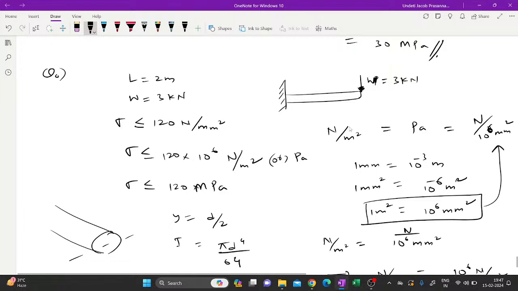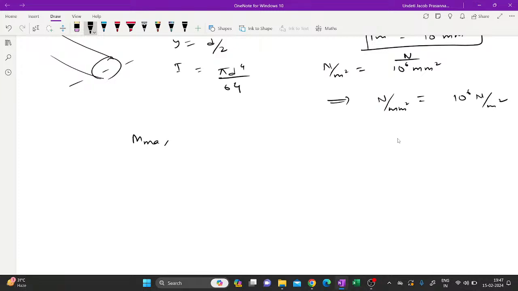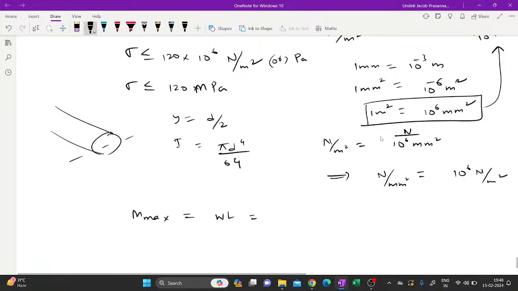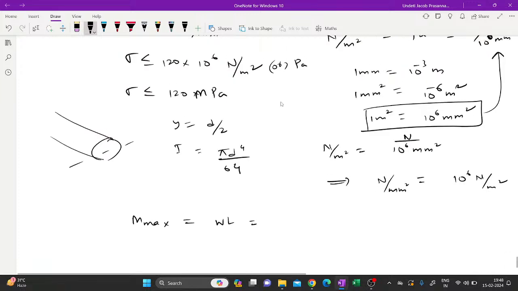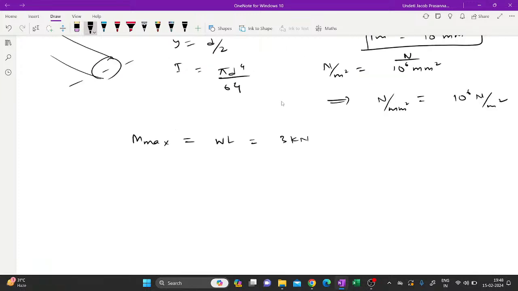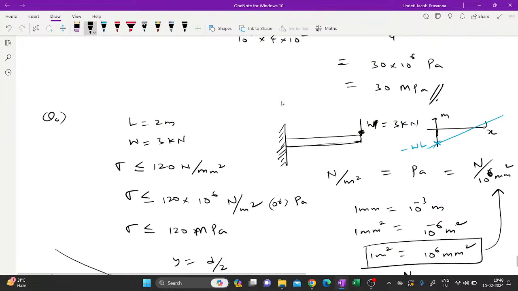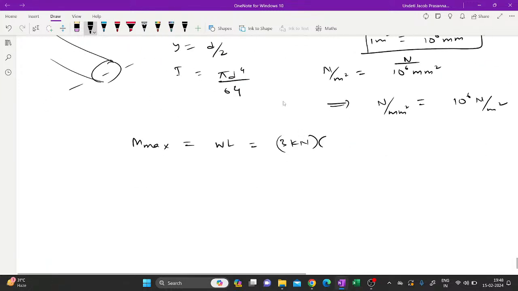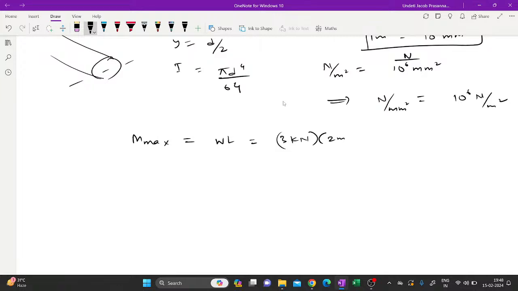So if you see, for this cantilever beam, M is equal to W into L. So W value is equal to 3 kilonewton into L value is equal to 2 meters, is equal to 6 kilonewton meter. Okay, so substitute in that sigma by y is equal to M by I.